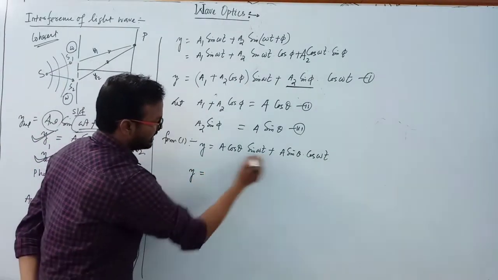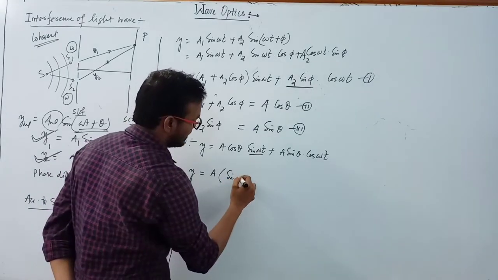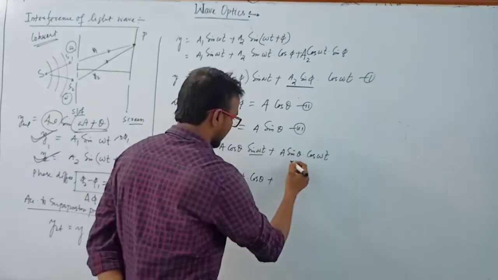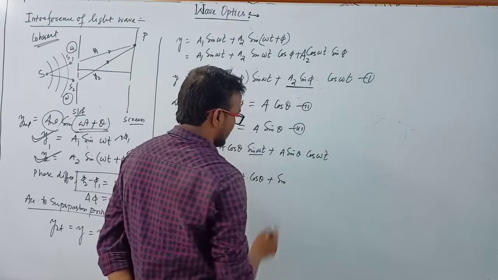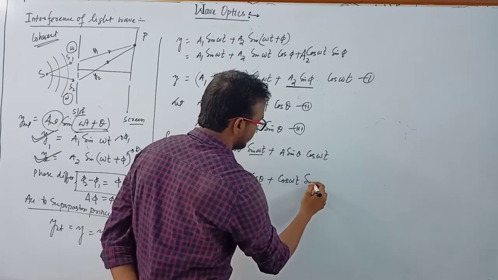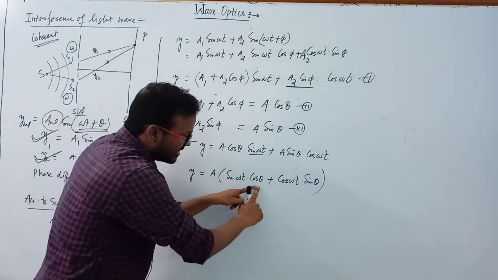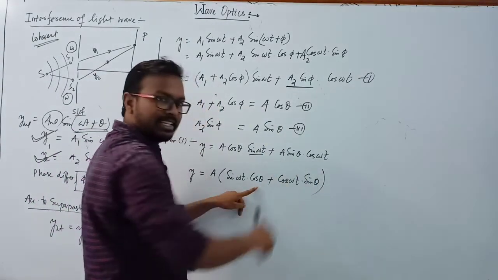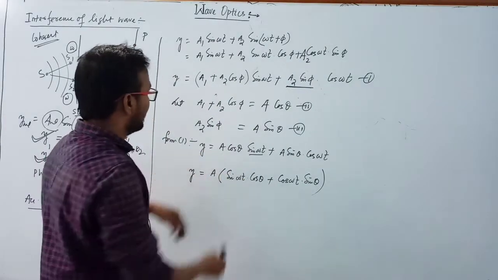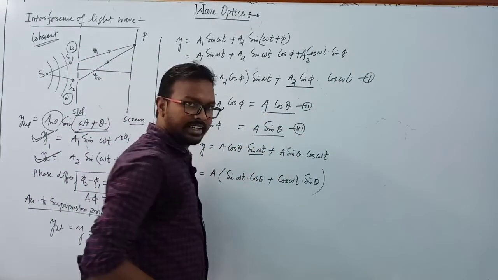So y equal to, we can write a constant quantity, or if we rearrange this term, sin omega t into cos theta plus cos omega t into sin theta. This is sin A cos B plus cos A sin B. Again we use the identity of sin A plus B. So here we take A cos theta and A sin theta.